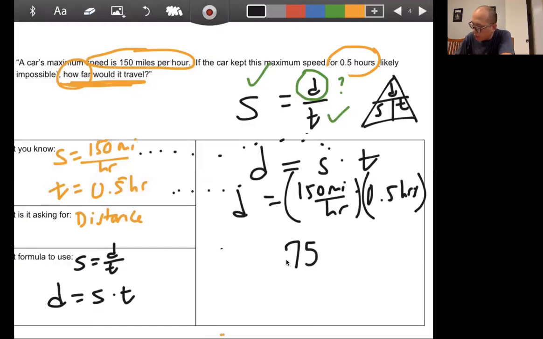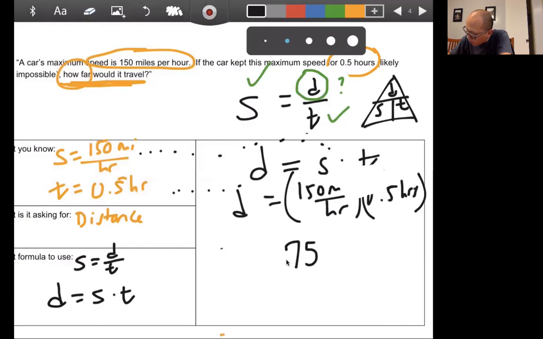Now what are the units going to be? Here's where you can see why this formula totally works. You have miles per hour, and it's multiplied by something that has hours. This hours is going to end up on the top. Let's see if we can make that cleaner looking.